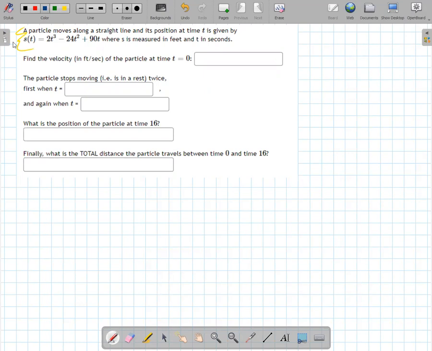Let's pick a better color. Its displacement function right there. And again, this thing is just moving along a line. So it's stuck on a straight line and it's just moving along that line.